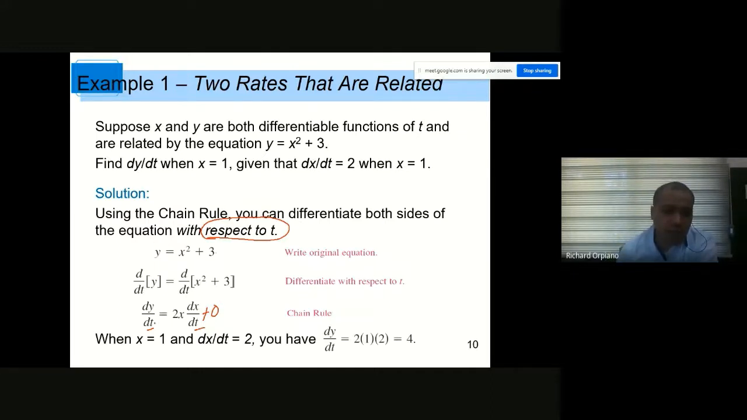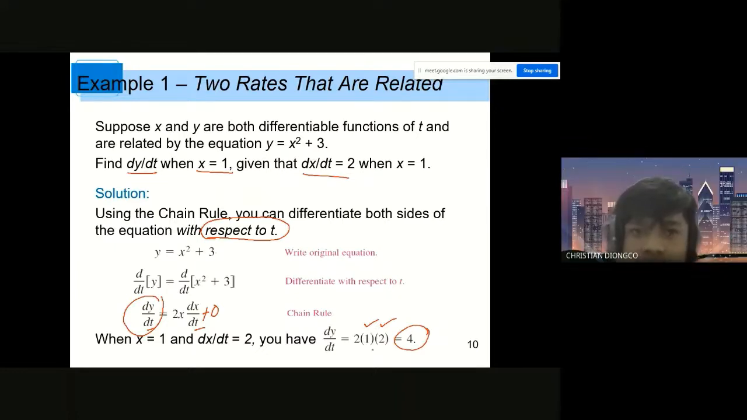Ganun lang siya kasimple. So, find dy dt, ito yung missing. So, we have 2x dx dt, at may value tayo ni x, at may value din tayo ni dx dt. Sinubstitute natin, and that gave us 4. Yan. May question sa example natin? Wala po. Okay, thank you.